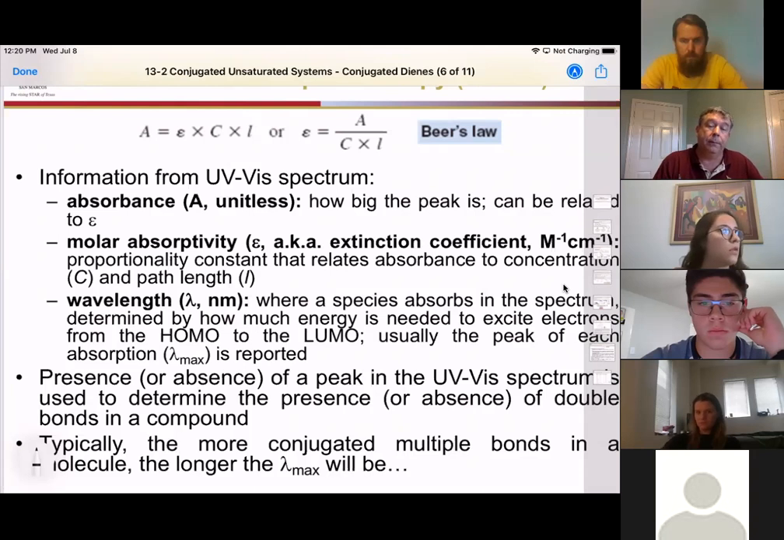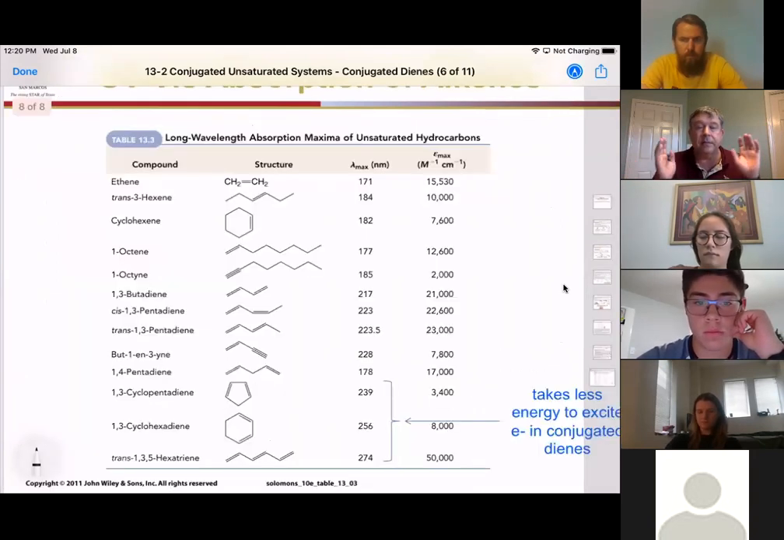any absorbance at all. So the presence or absence of a peak in the UV spectrum tells us whether we do have double bonds there or we don't have double bonds there, okay? And almost always, and I say typically here, the more double bonds you have in conjugation, the lower and lower the energy it takes, or the longer the wavelength of light will be. Okay, so let's look at that on a relative scale by starting with a single double bond and going up and up and up.